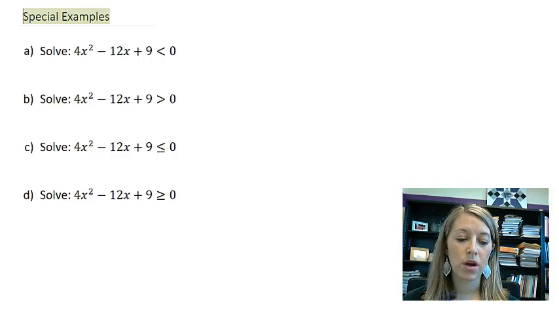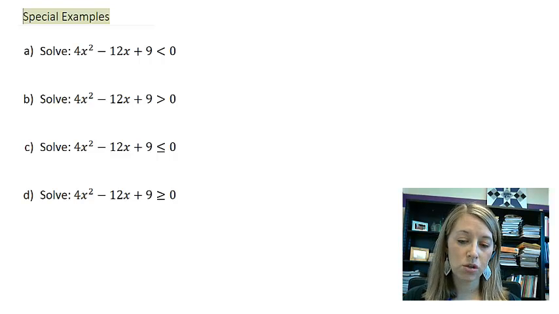So we have 4x squared minus 12x plus 9, and then all the different inequalities set up next to 0. So I want you to pause the video and work these on your own and see why this is a special case and see why each of these have different and unique answers.